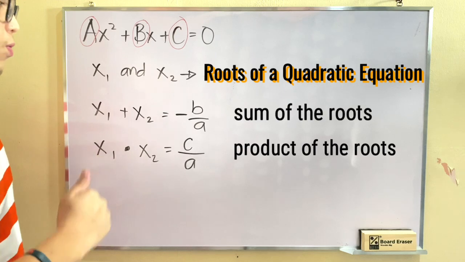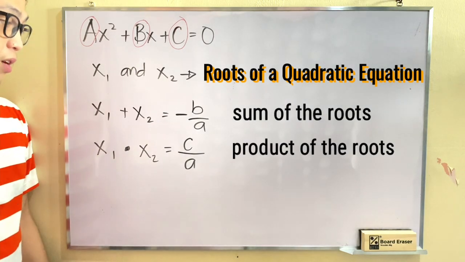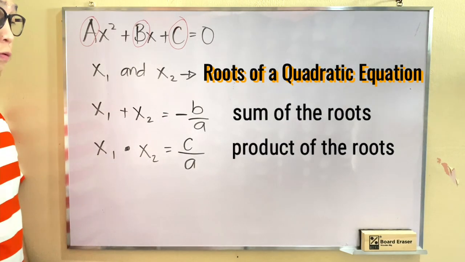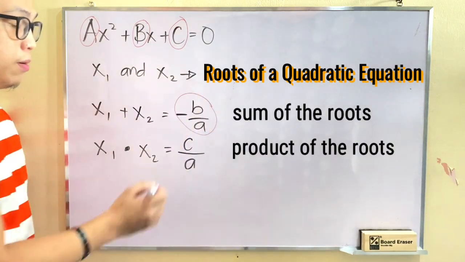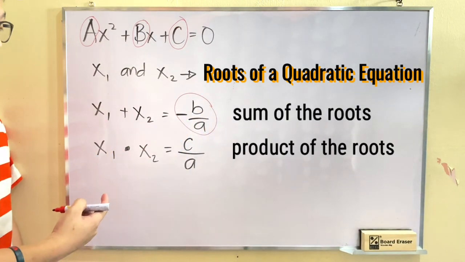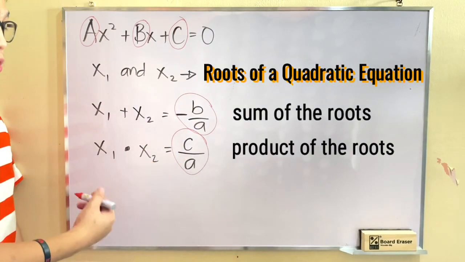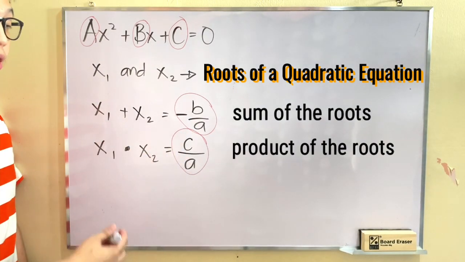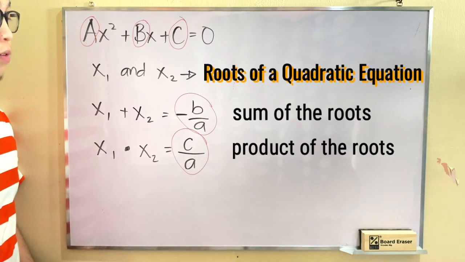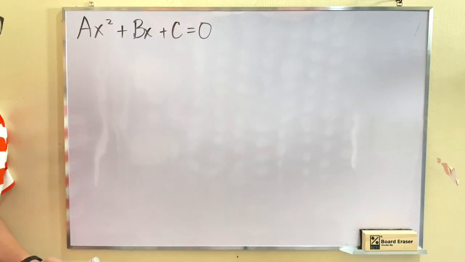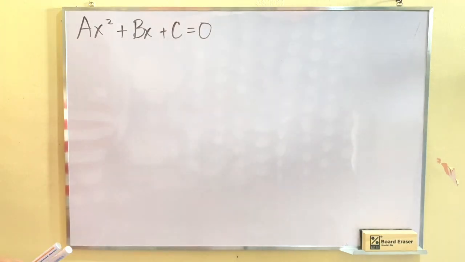Okay? Okay. So marahil may magtatanong sa inyo, Sir, saan nyo nakuha yung formula ng negative b over a para makuha ang sum ng roots? And yung c over a para makuha yung product? So, para makuha natin to, mag-start tayong mag-derive ng formula. Okay, bago tayo mag-start ng derivation, kailangan muna nating malaman kung ano x sub 1 and x sub 2.